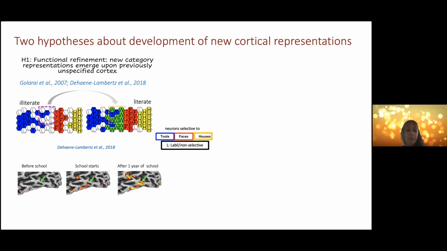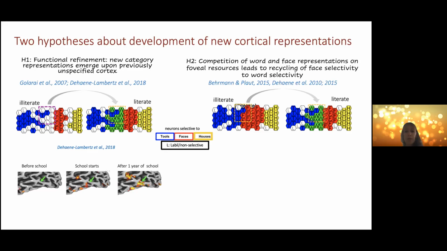And evidence for this comes from a study that was published several years ago that shows that this word selective region emerges during the first year of school as 5- and 6-year-olds learn how to read. This is called the refinement hypothesis.